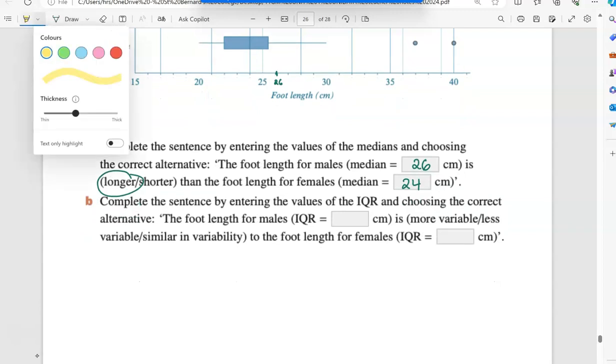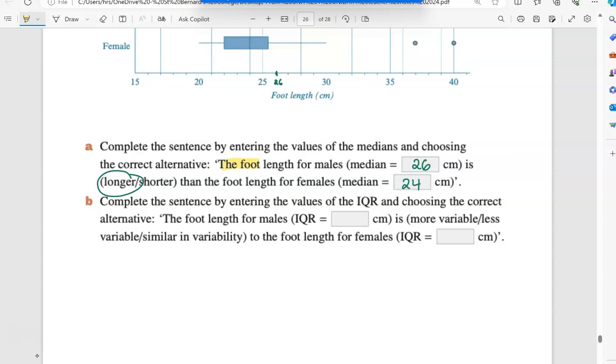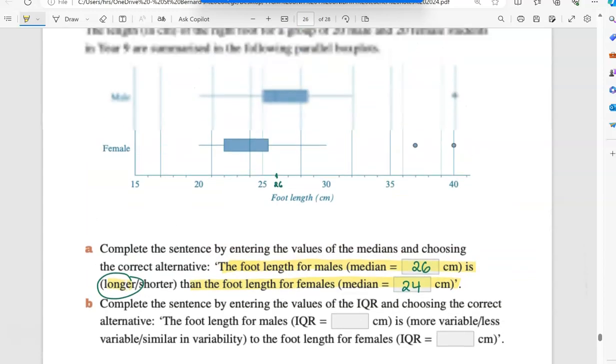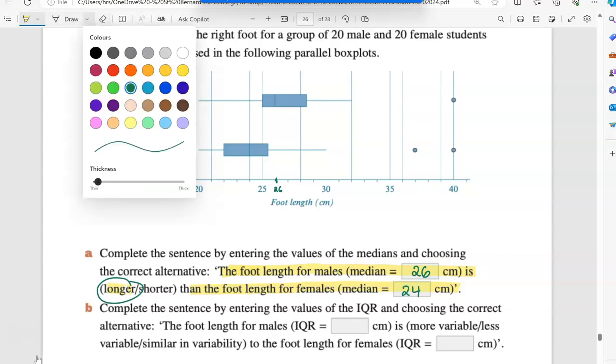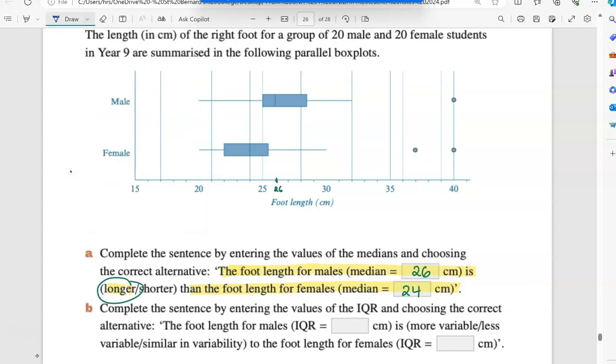This is the type of comment that we would write for our statement. We just have to write that sentence. But we want to compare. It's good to compare the medians, but if we're comparing the whole set of data, it's probably good to look at the spread. Remember, spread is to do with the IQR. The IQR is a measure of spread.